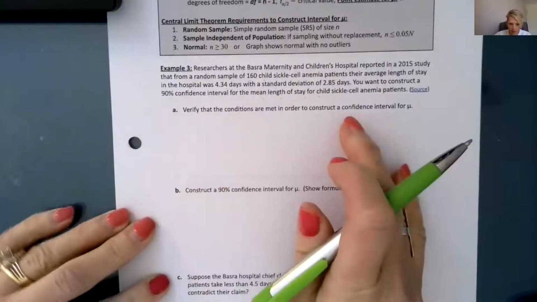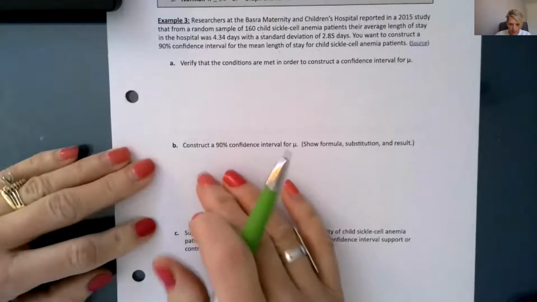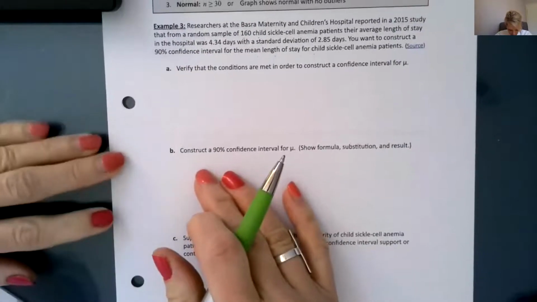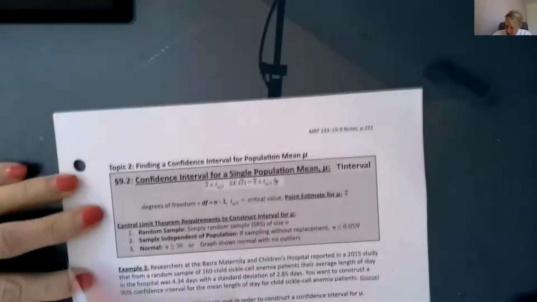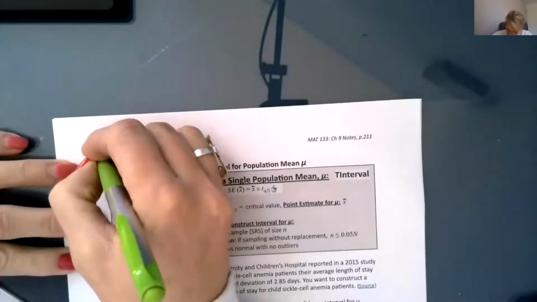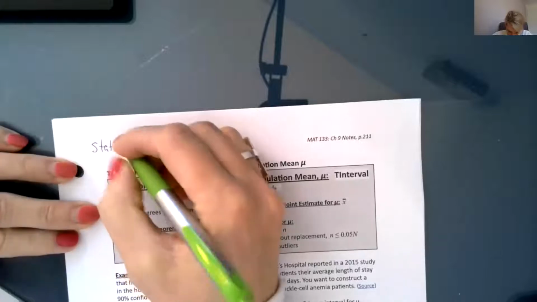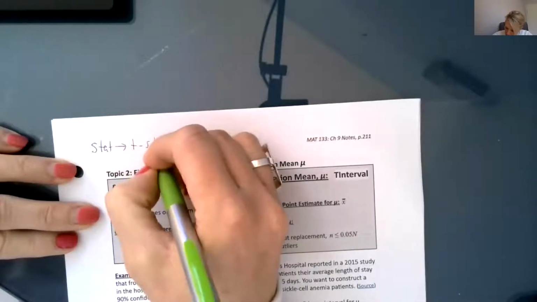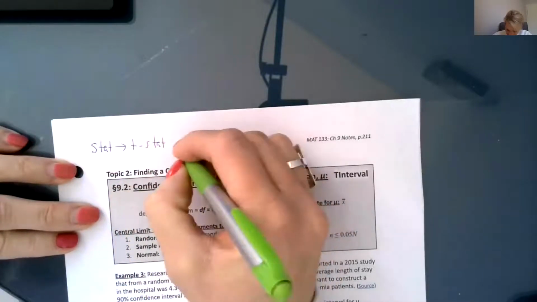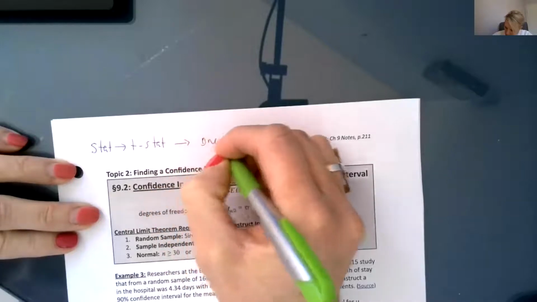So we've already verified the conditions in the previous video, but here's where we're going to construct our interval. So you're going to want to write down, we're going to stat and then T stats, T statistics, and then you're going to choose one sample.